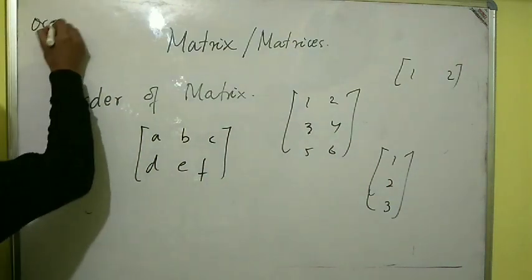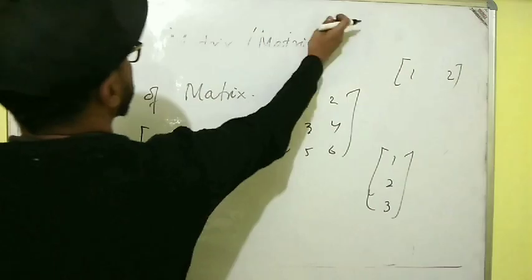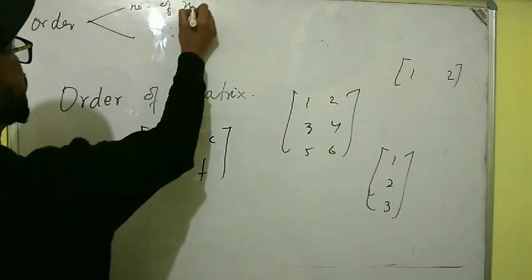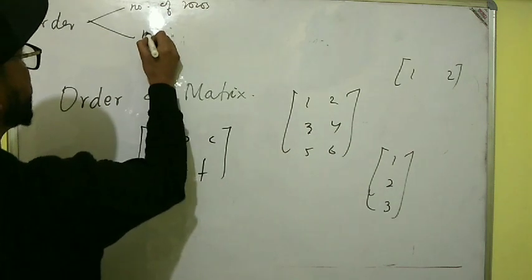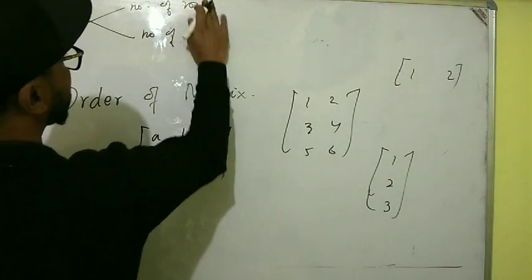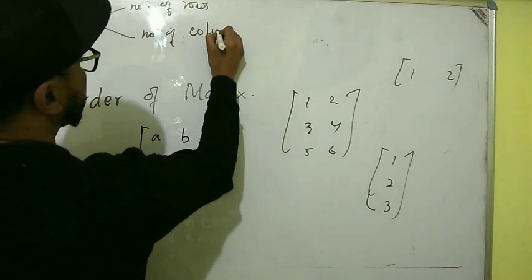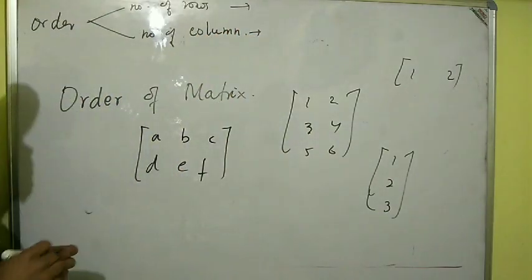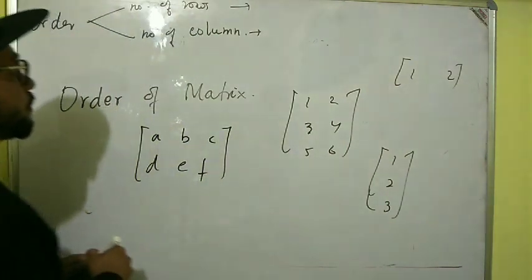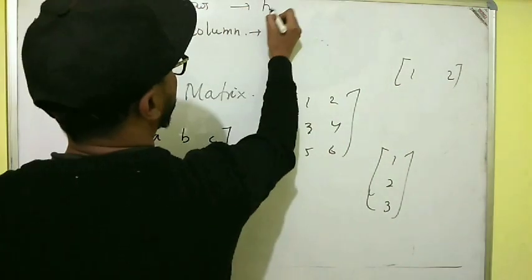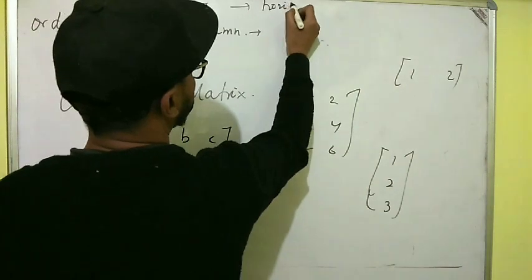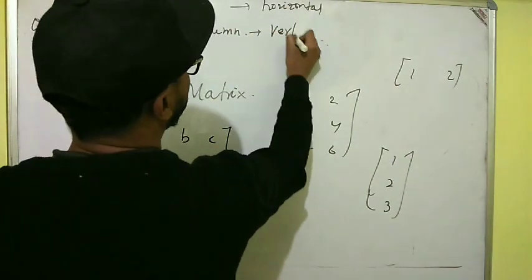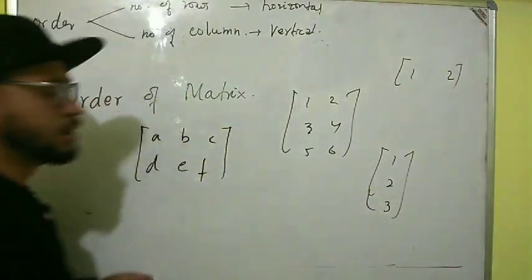The order of the matrix is nothing but the number of rows and the number of columns. Number of rows is the count of horizontal lines of elements, and number of columns is the count of vertical lines of elements.